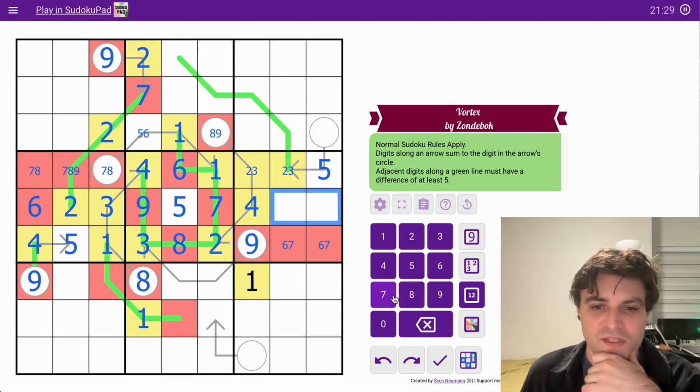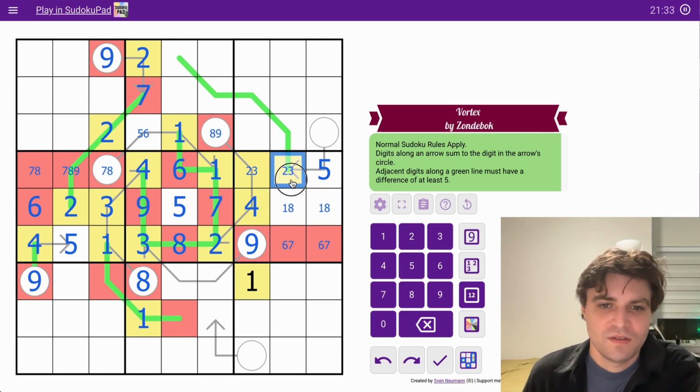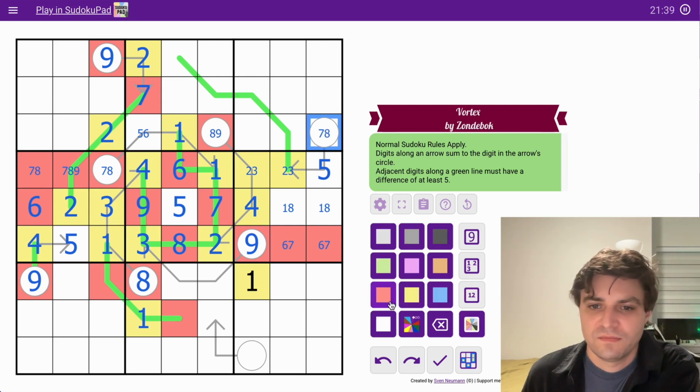Now, here we're missing a 1 and an 8. These are the remaining numbers. But if you're a 2 or a 3 and you're a 5, then you can only be a 7 or an 8. Red for a high number. You're definitely a 7 or an 8.